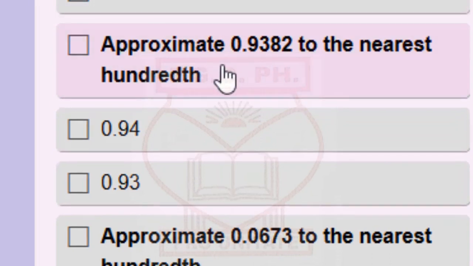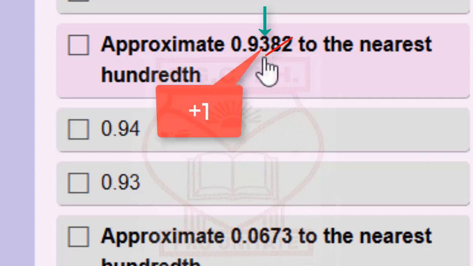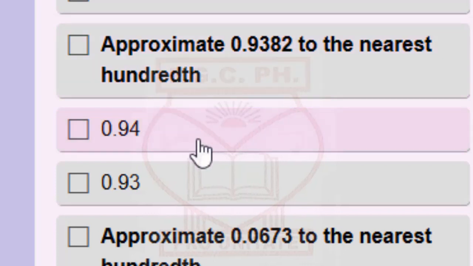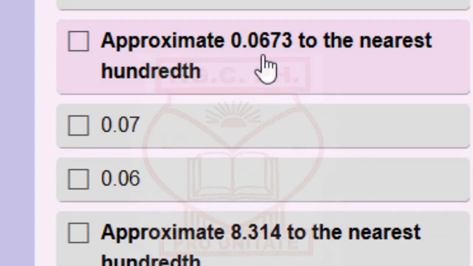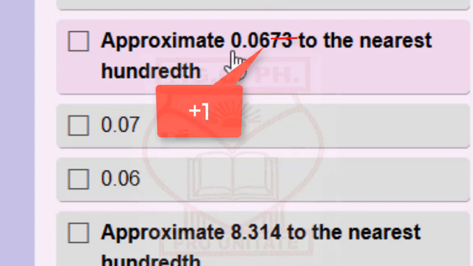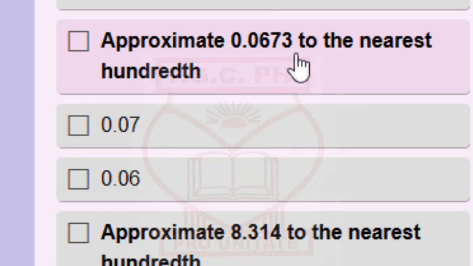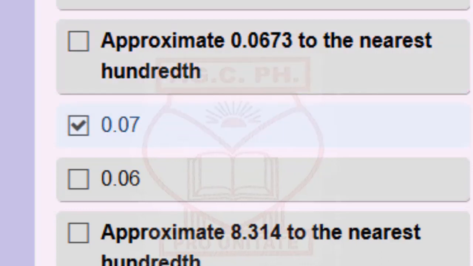If I want to approximate 0.9382 to the nearest hundredth, the hundredth digit is 3. So I'm going to round up 8 to make it 4. So I have 0.9400, and that becomes 0.94. If I need to approximate 0.0673 to the nearest hundredth, the hundredth digit is 6, so I need to round up 7 to make this 6 become 7. So we have 0.0700, so we have 0.07 as the answer.